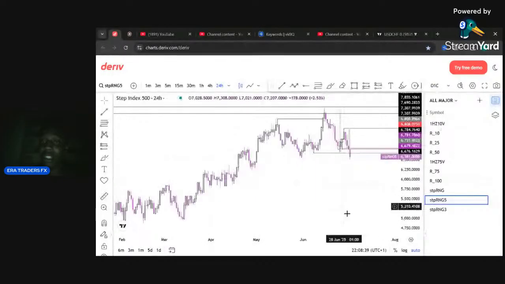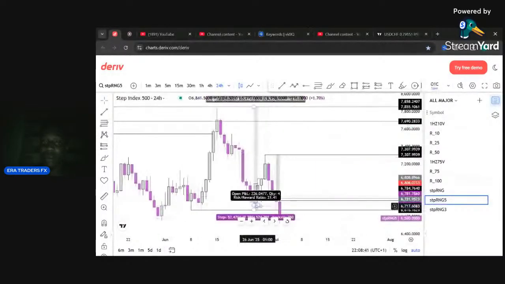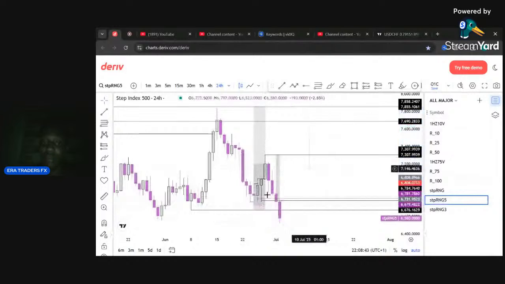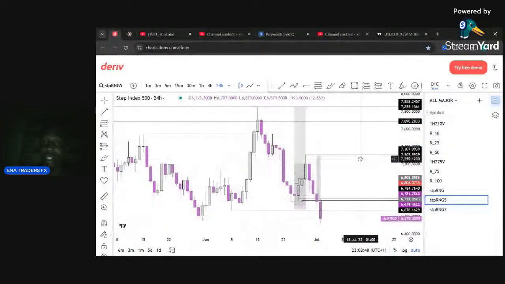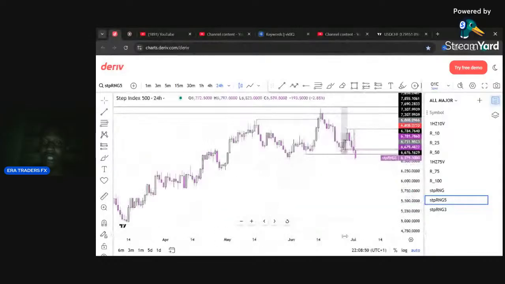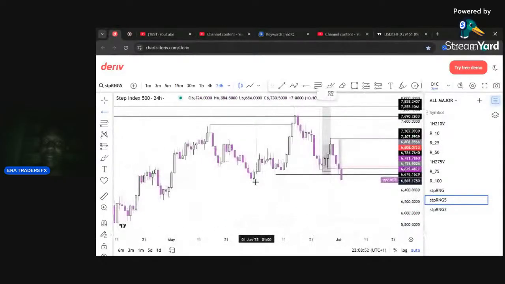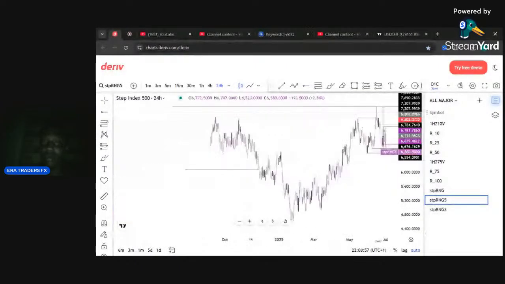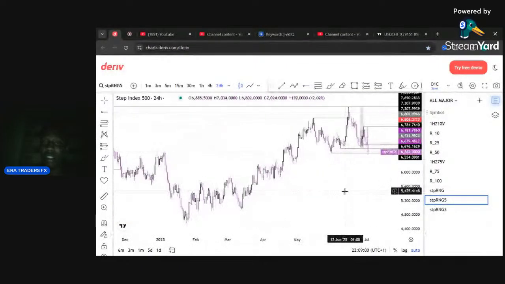Step 500 gave us profit for some days, for about four days, and then dropped to the downside. Though I still see that it's quite valid, it might still be valid, although it has swept this low a little bit. So I'll just leave it.